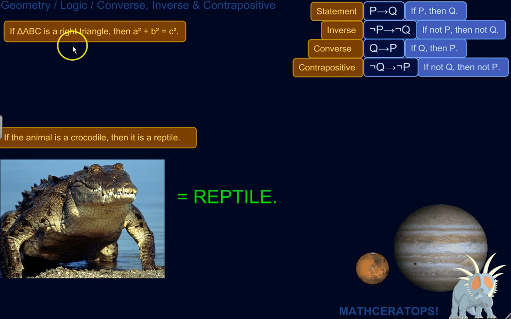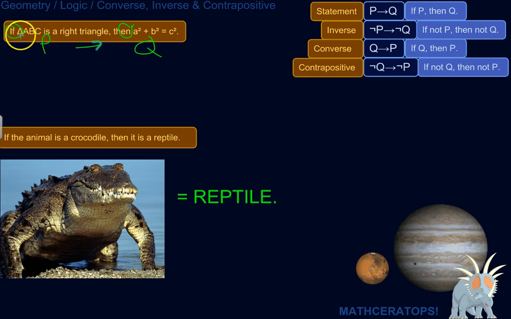Okay, here's the Pythagorean theorem. If triangle ABC is a right triangle, then a squared plus b squared equals c squared. Okay, that's one formulation of the Pythagorean theorem. So I'm just going to label this to help us keep it straight. The first part of it that follows the if, we label P. The second part of it that follows then, we label Q. So this is currently in the form if P, then Q.